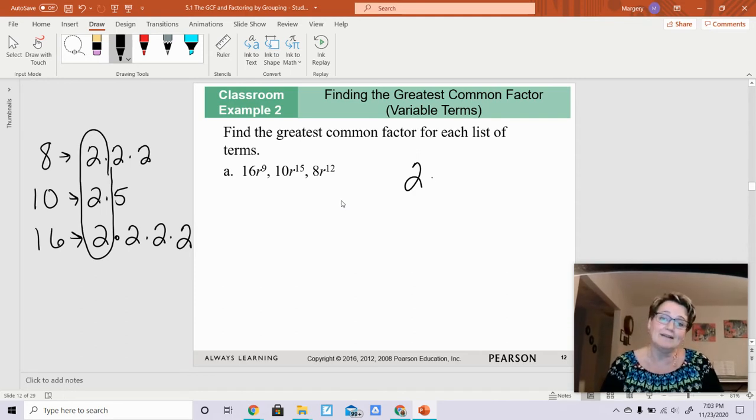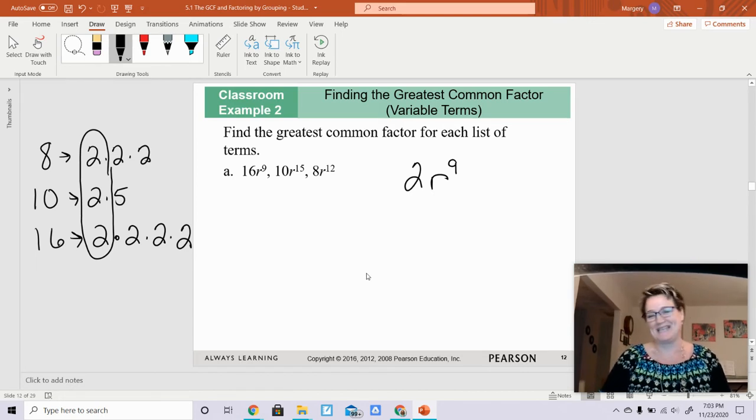Now, they all share a letter. They all share a variable, but you want to pick the one that has the smallest exponent. And that's because I can actually divide r to the 9th into r to the 9th. I can divide r to the 9th into r to the 15th. I can divide r to the 9th into r to the 12th. So if they all three share a variable, that means that their greatest common factor is going to be that variable, but with the smallest exponent. So that's going to be, there you go.